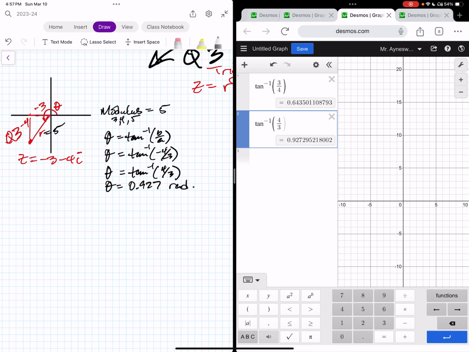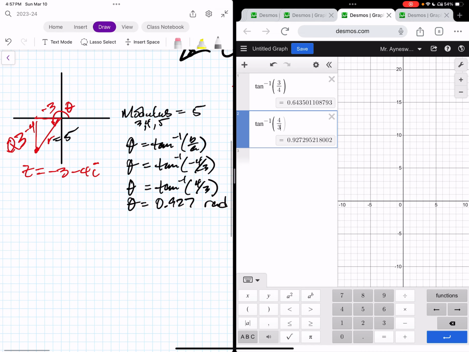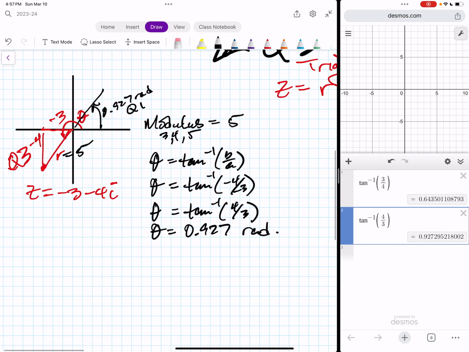Well, guess what? That right there, if you just extend the radius into quadrant 1 by going right 3, up 4, that angle right there, 0.927 radians, is quadrant 1. Well, we don't want quadrant 1. We want a quadrant 3 angle. So what do you do to get from quadrant 1 to quadrant 3? Well, you add pi radians. You always add pi radians to get from quadrant 1 to quadrant 3.